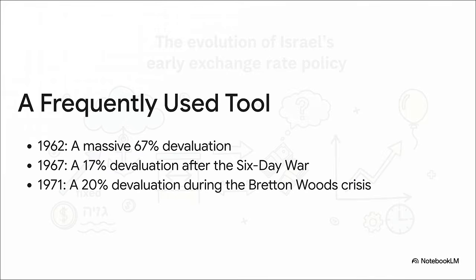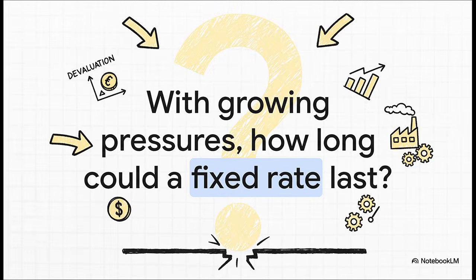And this wasn't just a one-time thing. Devaluation basically became their go-to play for handling economic crises. I mean, in 1962, a massive 67% devaluation. After the Six-Day War in 67, another 17%. Then in 71, a 20% devaluation to handle a global crisis. Each and every time it was a huge shock to the system, but they saw it as a move they had to make. So for decades, devaluation was this critical survival tool.